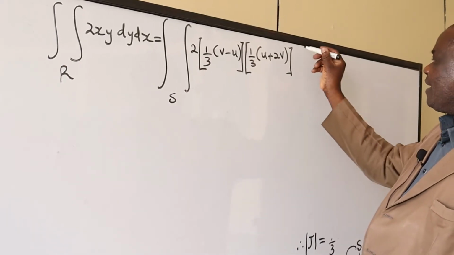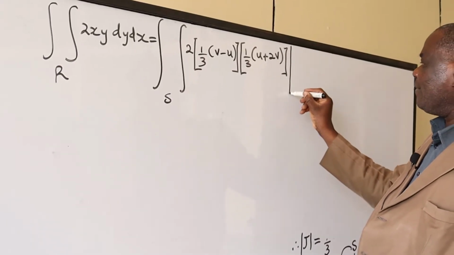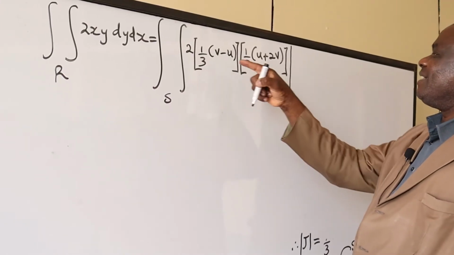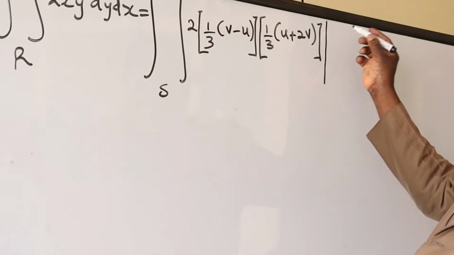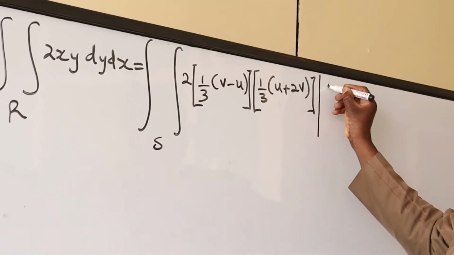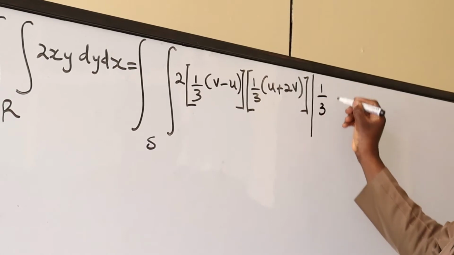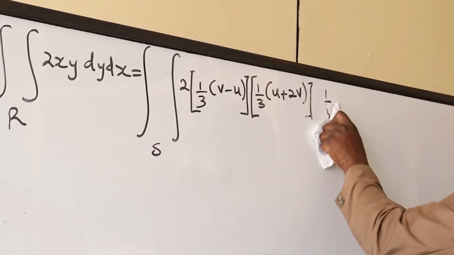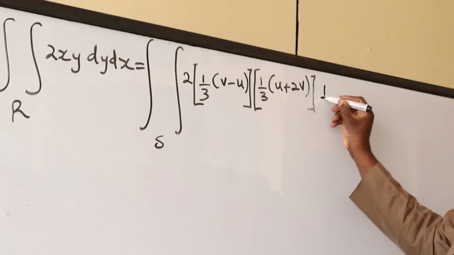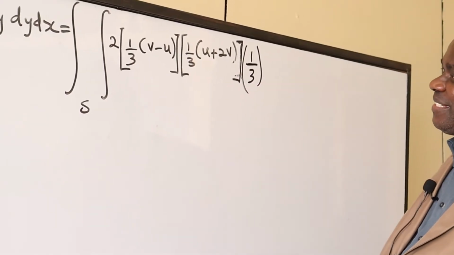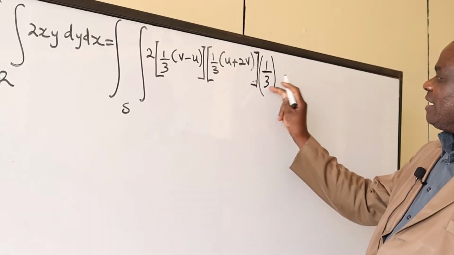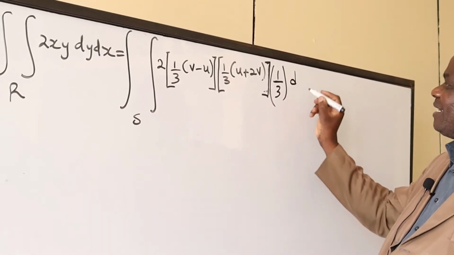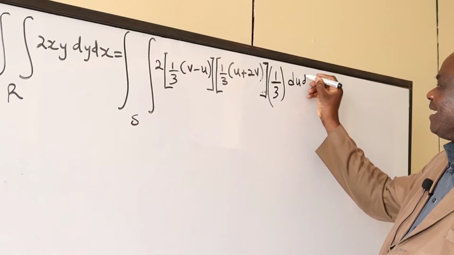Now we are going to follow it with the absolute value of the Jacobian. That was 2xy, followed by the Jacobian, which is a third. The absolute value of the Jacobian is just a third. So this a third was the Jacobian. Now we put a du dv.